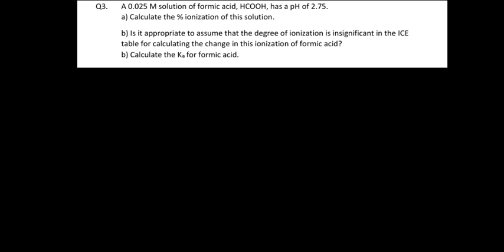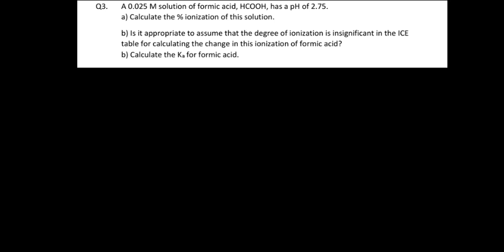With what you've learned so far, feel free to pause the video and try out question 3. A is directly related to what we were calculating previously. So calculate the percentage ionization of this solution. How do we go about it?